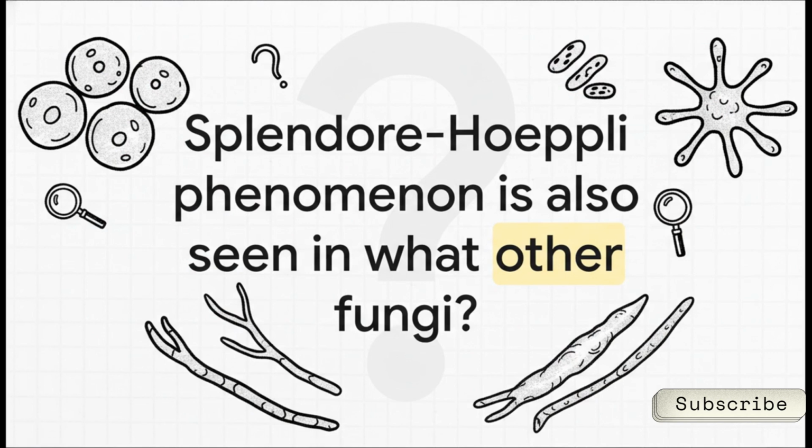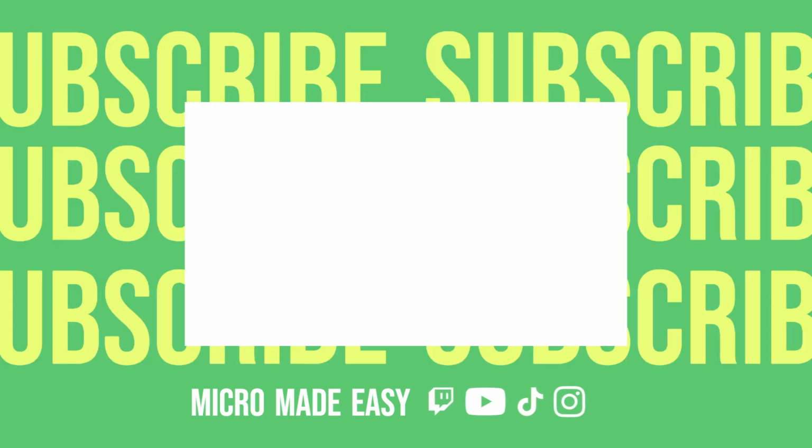And to leave you with one final thought to chew on, that classic asteroid body, that Splendore-Hoeppli phenomenon, it's not actually unique to Sporothrix. So here's your homework. What other organisms can give you that exact same picture under the microscope? Figuring that out is a great way to test your deeper knowledge.